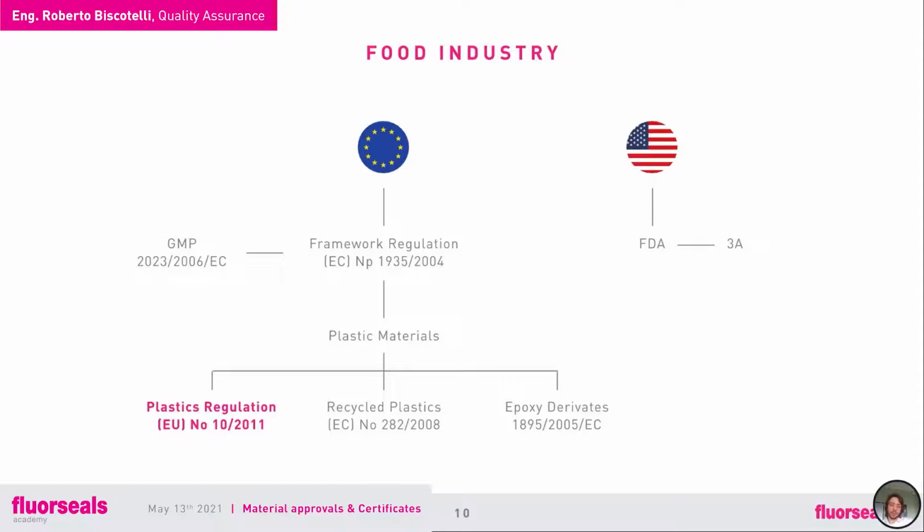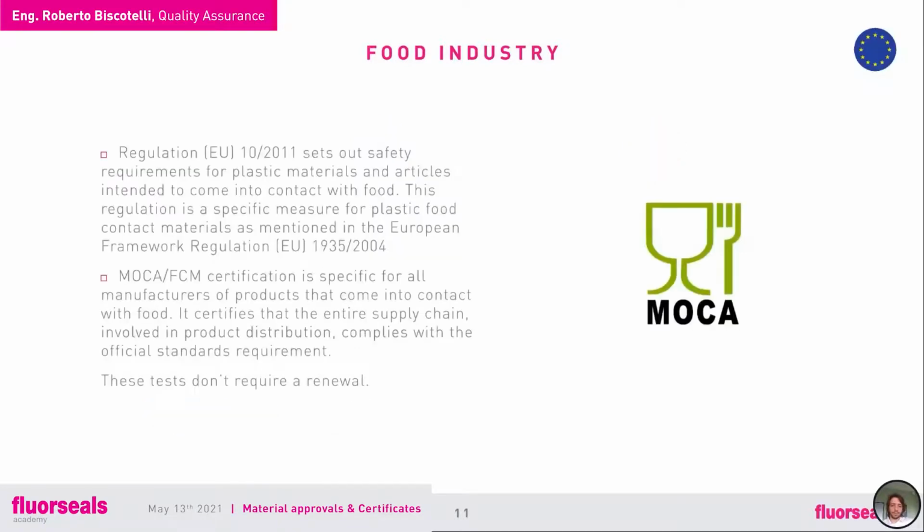Then we move to the food industry, which is the other side. We've got 2 possibilities here with a third one. The European standard, which is the EU 1935, which is specified for plastic by the 10/2011, and then we have the FDA. And for dairy equipment, for dairy product, we have the 3A as an addition. So the EU regulation, the 10/2011, falls within the frame of the 1935.